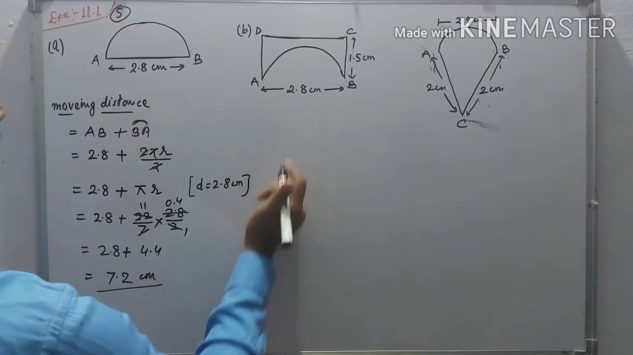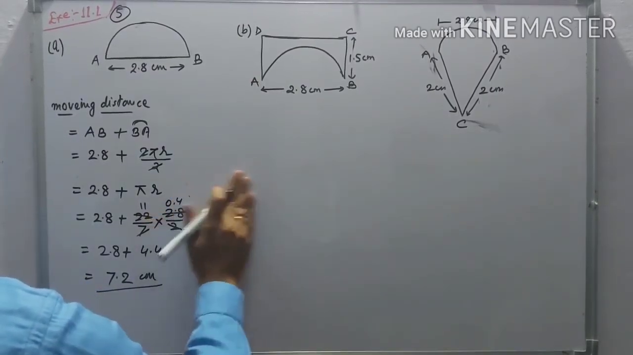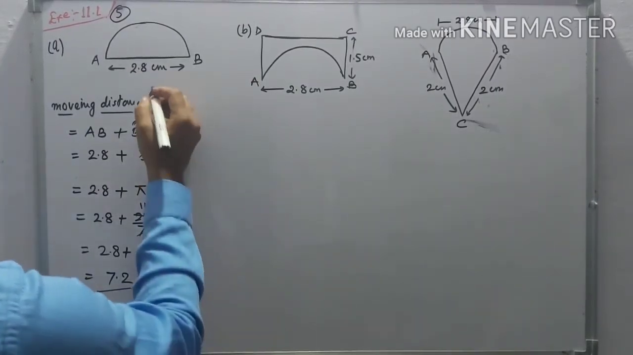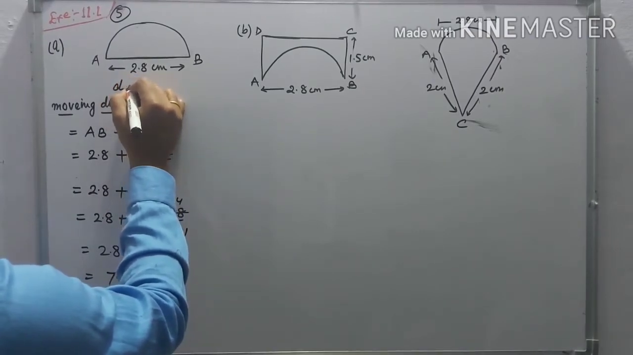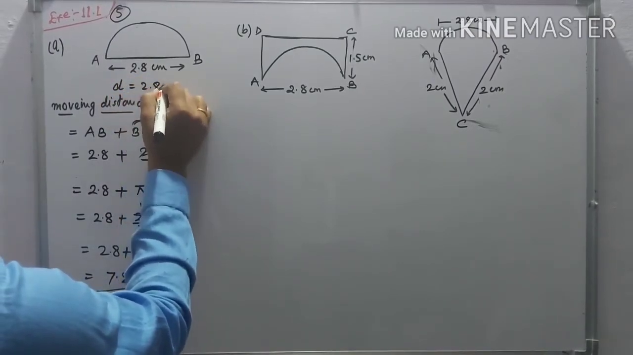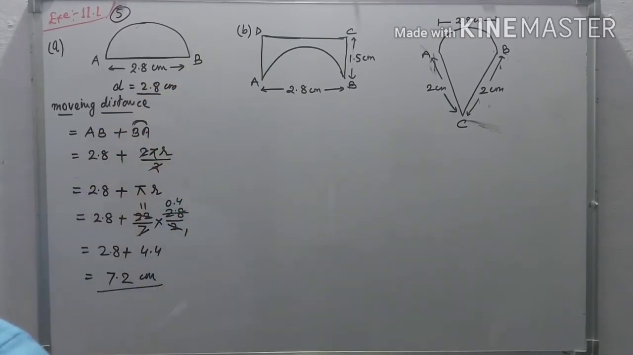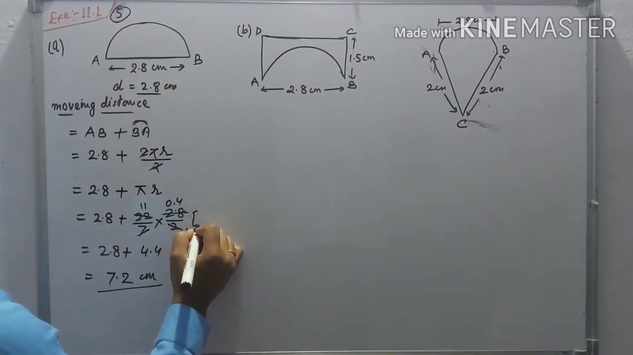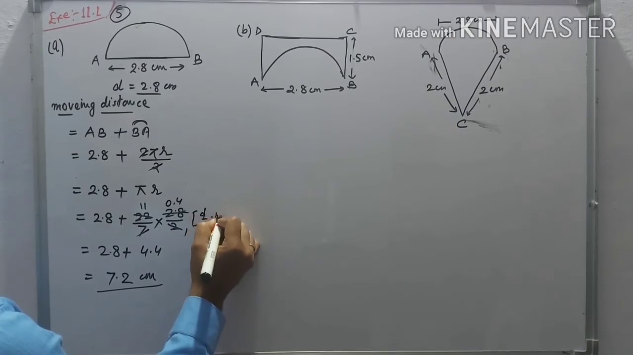We can write that the diameter D is equal to 2.8 centimeters. The radius is D upon 2, equal to r.